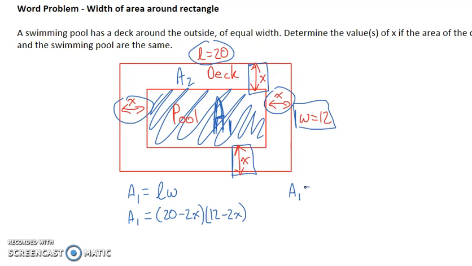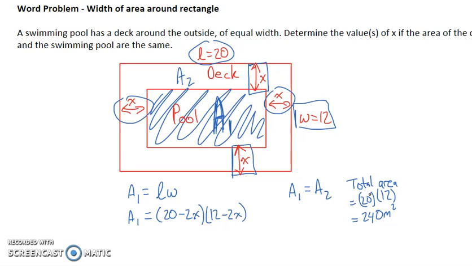Now, what is area 1? Well, we know that area 1 is equal to area 2. We're told that those areas are equal. And we're also told that the total area is the length of 20 and the width of 12. So if we want to figure out the total area, we can just go equal to 20 times 12. Well, 20 times 12 is just 240 meters squared.